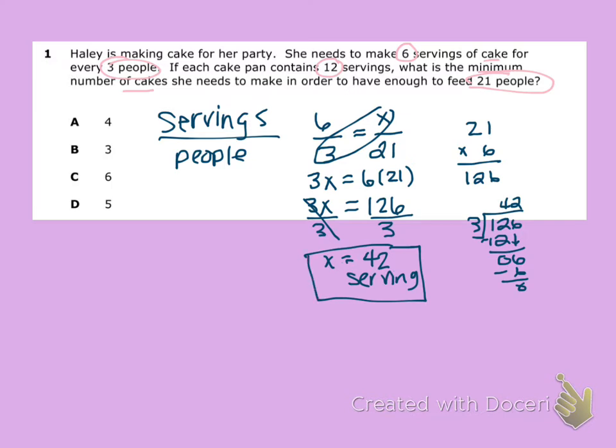It says each cake pan contains 12 servings. So how many times will she have to fill that cake pan up? What operation is that? I need 42 servings and a cake pan has 12 servings in it. How many cake pans do we need? What operation? It is division. So you're going to take 12 and you're going to divide it into 42 to get your answer. Okay, go ahead and press pause and finish this problem out, and then press play when you have finished.